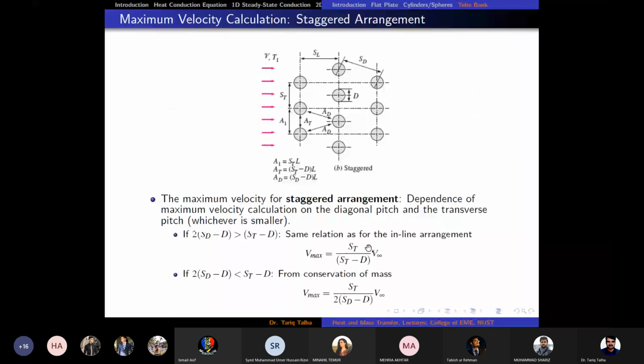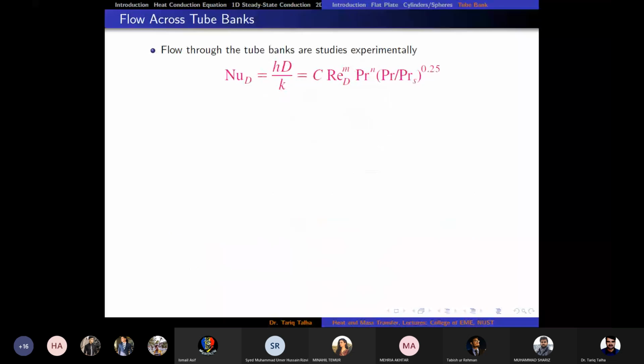Once we get the Reynolds number, we can get the Nusselt number from the same correlation, C into Re_D to the power m. M is the constant which needs to be determined by experiment. N is the exponent of the Prandtl number, and then Prandtl number into Prandtl number S. This Prandtl number is determined at the mean temperature, which is the average of inlet temperature and outlet temperature for the fluid, and then Pr_S is calculated at the surface temperature, right?